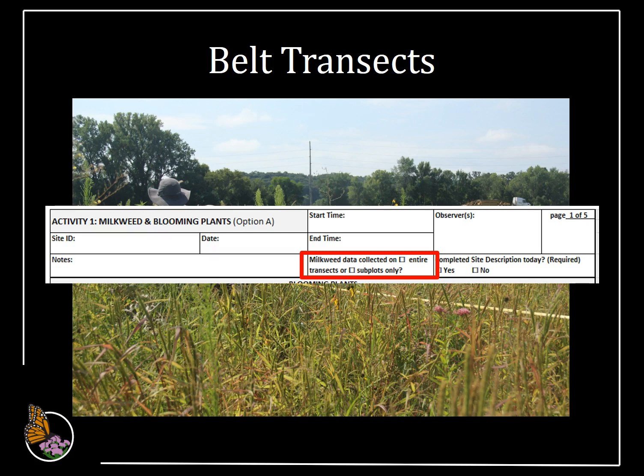If you're monitoring between subplots as well, label these between subplot milkweeds as the subplot number plus 0.5. For example, milkweeds between subplots 1 and 2 would be labeled as 1.5 in the subplot number column.